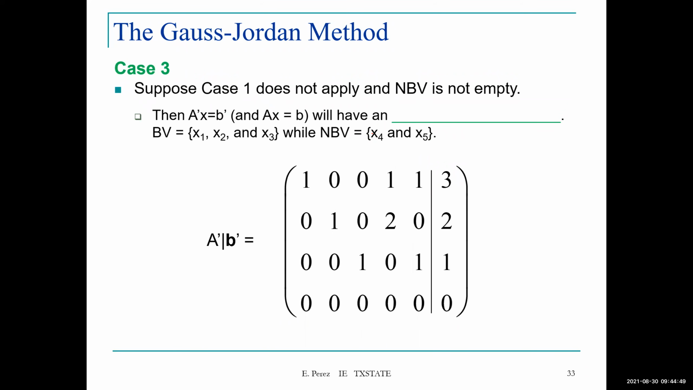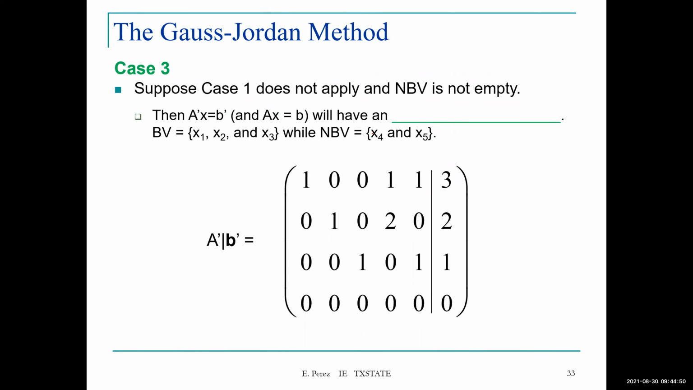And then we get to the third case, which is where we have multiple solutions for the same system of equations. So suppose case 1 does not apply and non-basics is not empty. Again, you look at the left side of the matrix and you observe that these two columns are not 1s, zeros, and zeros and 1s. So you know this is not a case in which you have a unique solution.